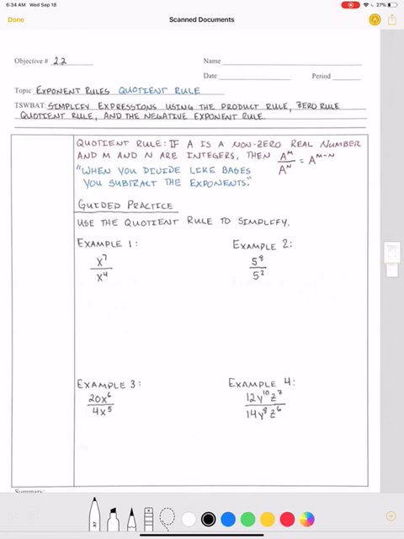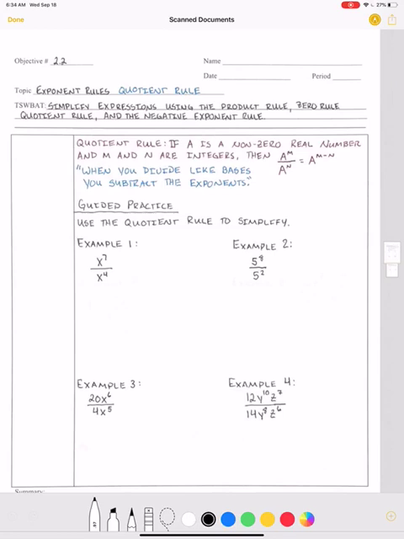the negative exponent rule. Today we're looking at the quotient rule, which states if a is a non-zero real number and m and n are integers, then a to the power of m divided by a to the power of n equals a to the m minus n power. All that's saying is when you divide like bases, you subtract the exponents.